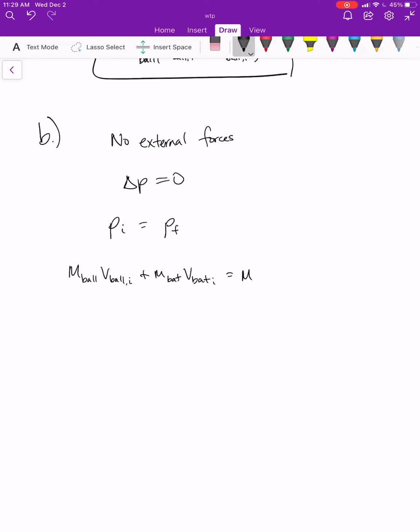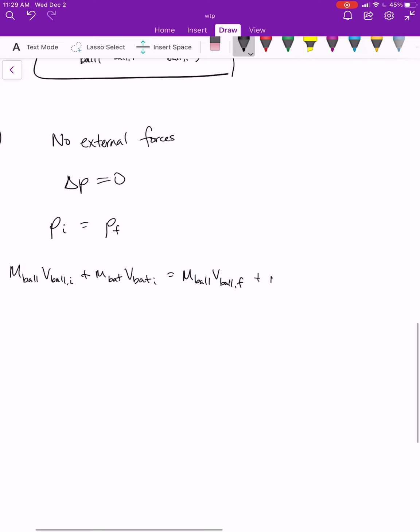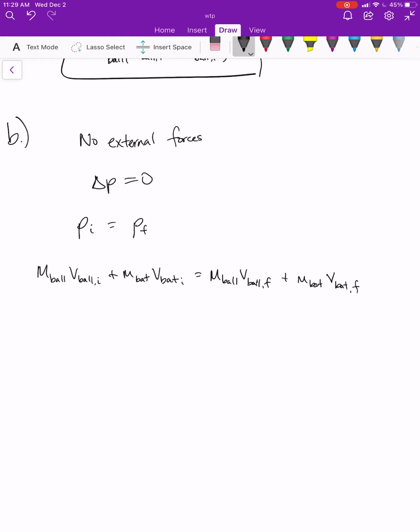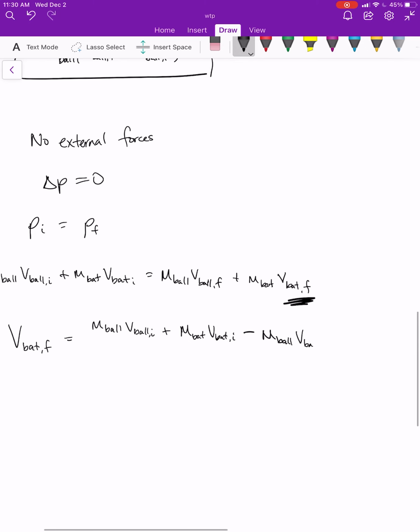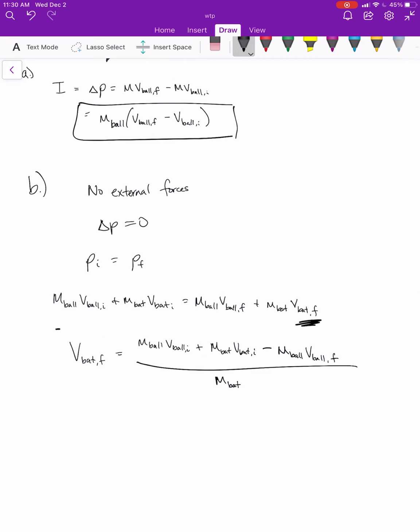Using this, we can say that the mass of the ball times the velocity of the ball initially plus the mass of the bat times the velocity of the bat initially is equal to the mass of the ball times the velocity of the ball finally plus the mass of the bat times the velocity of the bat finally. Now we have an equation where we can solve for the final velocity of the bat. To do this, we just move one term to the other side and divide by the mass of the bat. This gives us the final velocity of the bat after the collision.